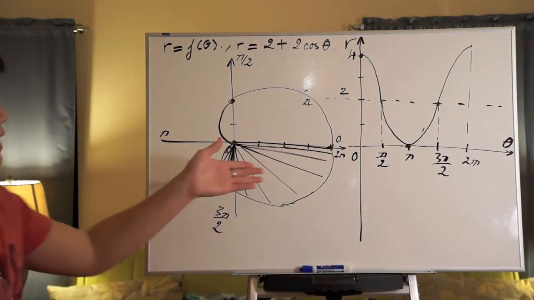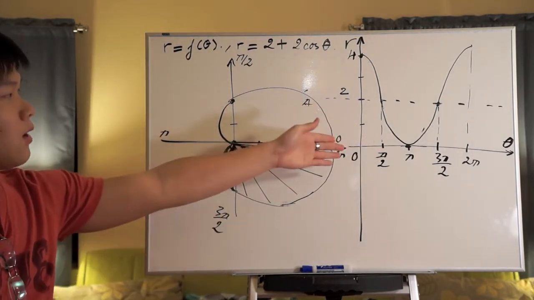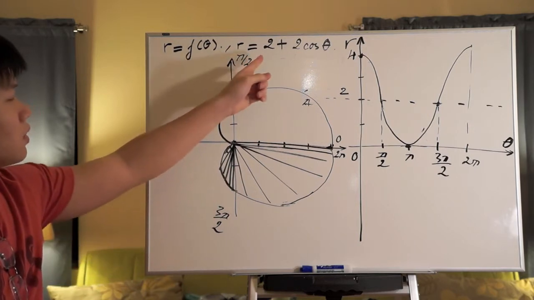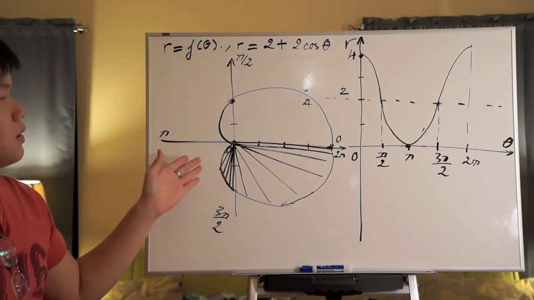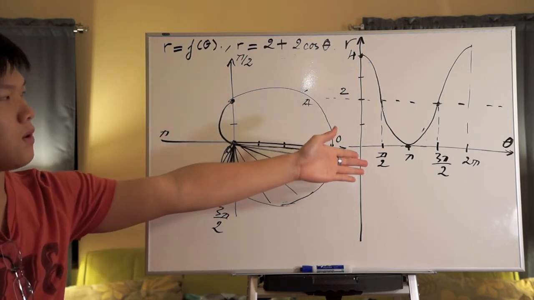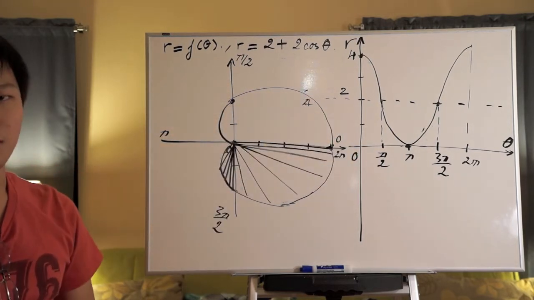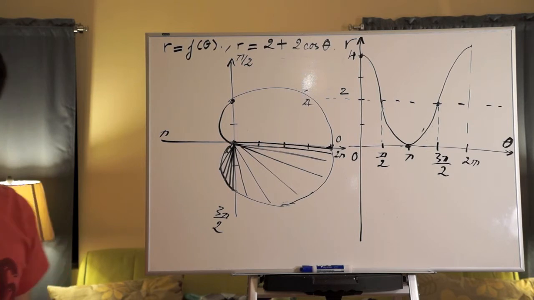Alright, so this is how you would translate back and forth, how you graph a polar function, r equal to f of theta, in polar coordinates, and here is the rectangular coordinate. This is how you would do it. Thank you very much.